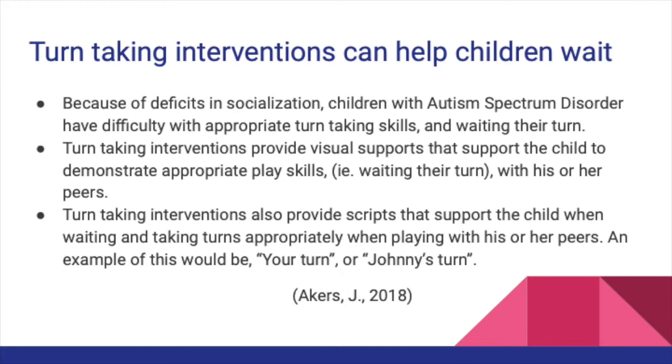Turn-taking interventions can help children wait. Because of deficits in socialization, children with autism spectrum disorder have difficulty with appropriate turn-taking skills and waiting their turn. Turn-taking interventions provide visual supports that support the child to demonstrate appropriate play skills. For example, waiting their turn with his or her peers. Turn-taking interventions also provide scripts that support the child when waiting and taking turns appropriately when playing with his or her peers. An example of this would be "your turn" or "Johnny's turn."